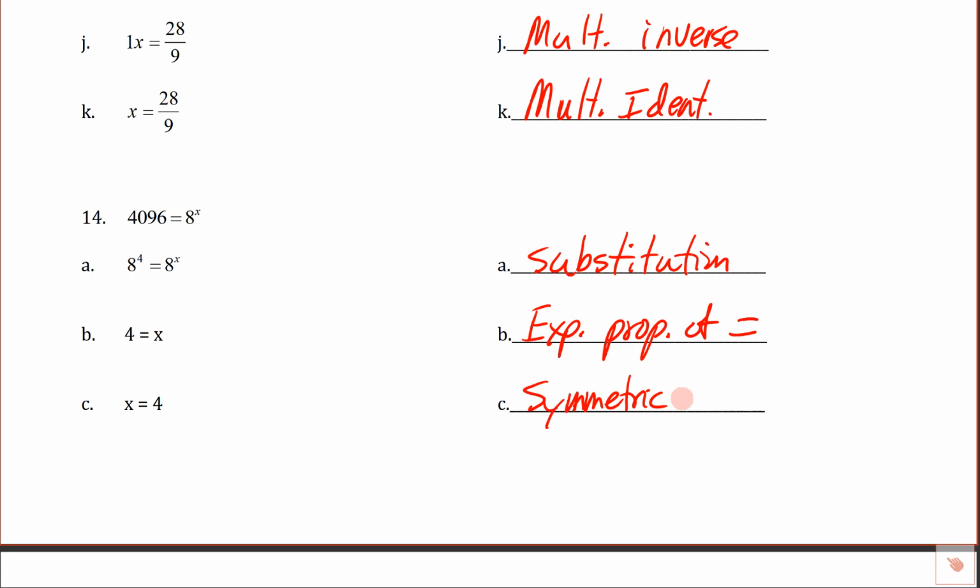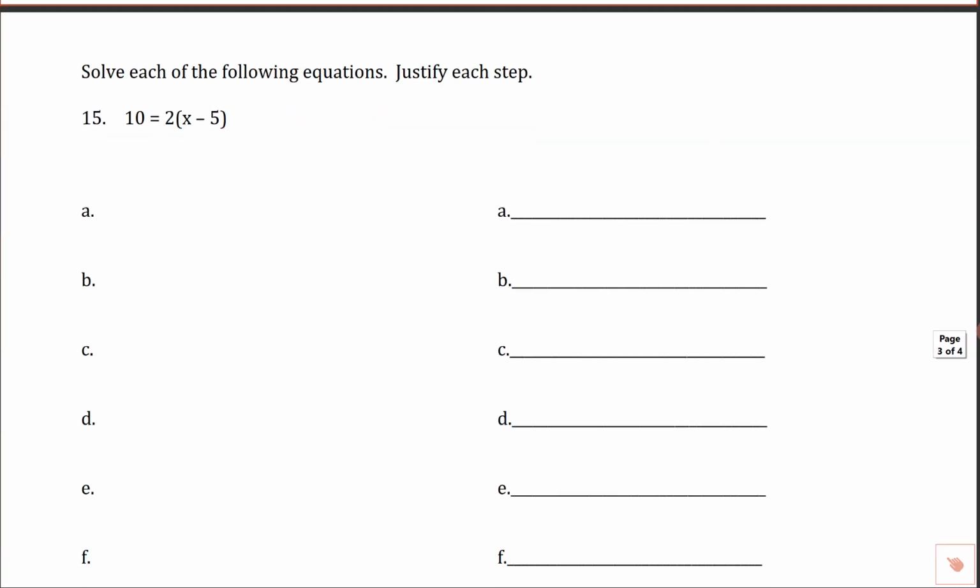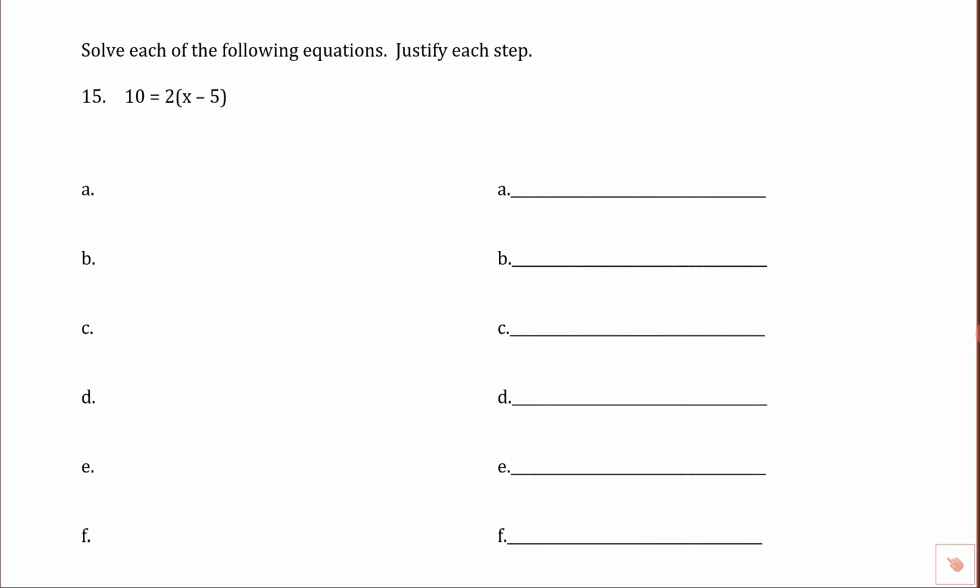All right, let's check this next page here. Okay, on this one, they don't give us the solving steps. We've got to solve it, and we've got to justify each step. So let's take a look at what we're going to do here. I mean, if we were going to solve this, just stop and think about what we'd do. We would probably distribute through here. So I'm going to go ahead and distribute through. We're going to get 10 equals 2x minus 10, and we're just going to write distribute.